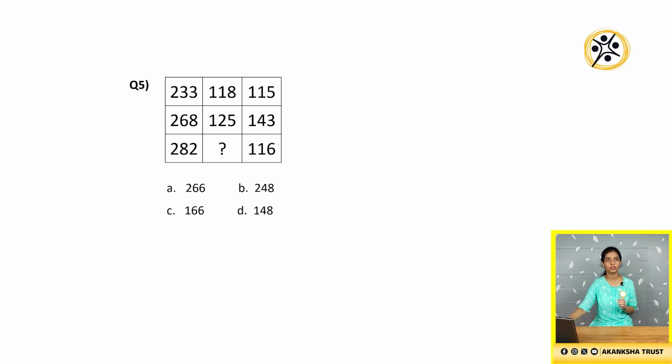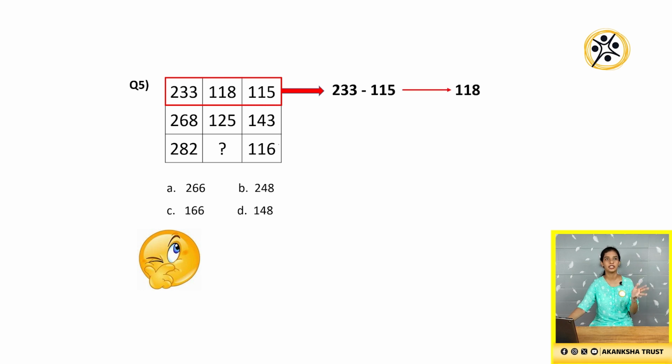So coming to the fifth question. Here the numbers are 3 digits as well as the missing number is again in the third row. So let us see how we can decode the relationship in this matrix. So if we go through the first row entry, we can see that there is still an existing relationship. That is, when you subtract the third row entry, that is 115, from the first entry, that is 233, we get 118 as the answer. So 118 is recorded in the second column.